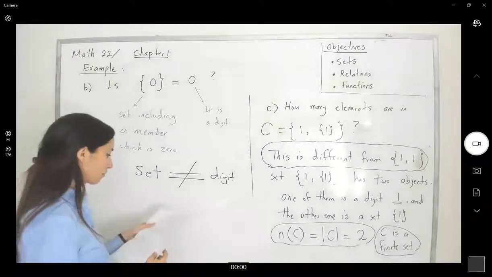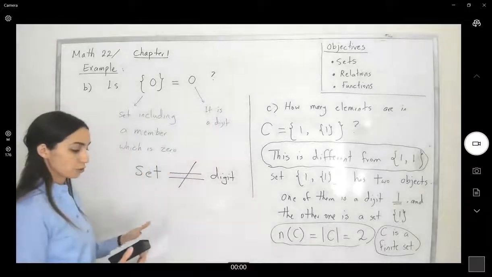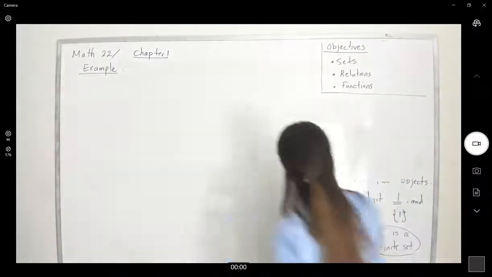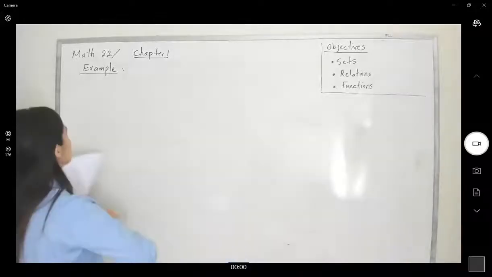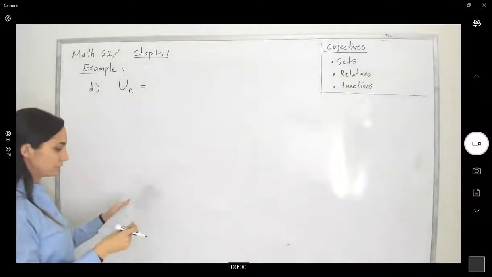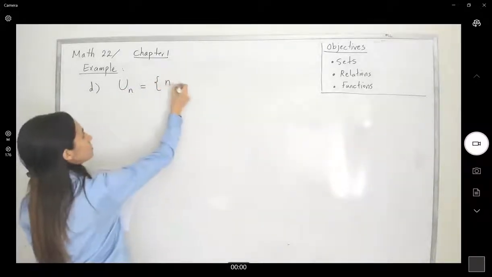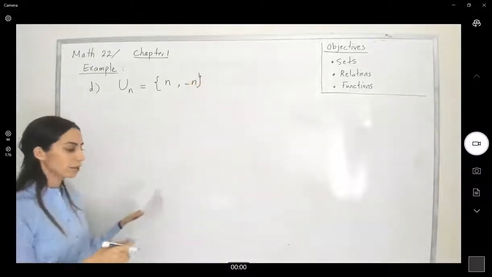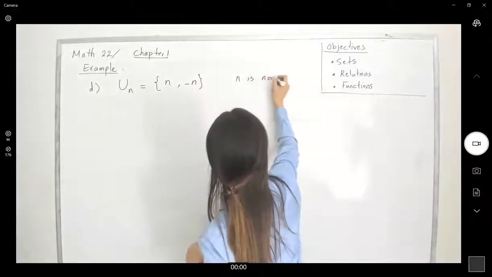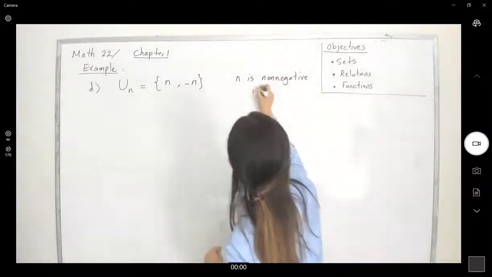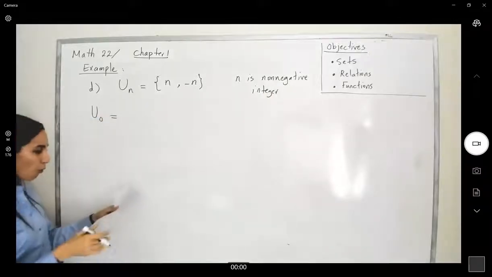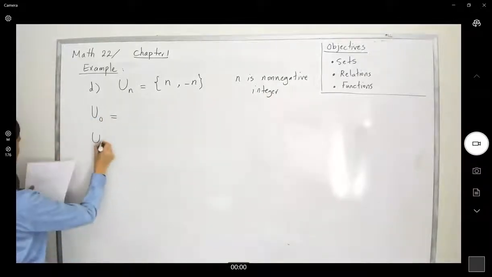So part B says, suppose a set is defined this way, u sub n is equal to n and minus n, and it gives you the following condition that n is a non-negative integer, and it says what is u sub 0, what is u sub 1, and what is u sub 2.